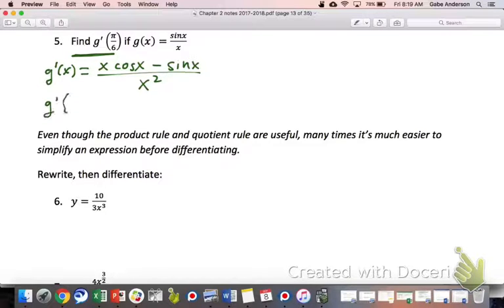So g prime of pi over 6 is pi over 6 times cosine of pi over 6. Let's do our unit circle stuff right now. What's cosine of pi over 6? Root 3 over 2. Good. So times root 3 over 2, minus sine of pi over 6, which has to be 1/2. Very good. All divided by pi over 6 quantity squared.